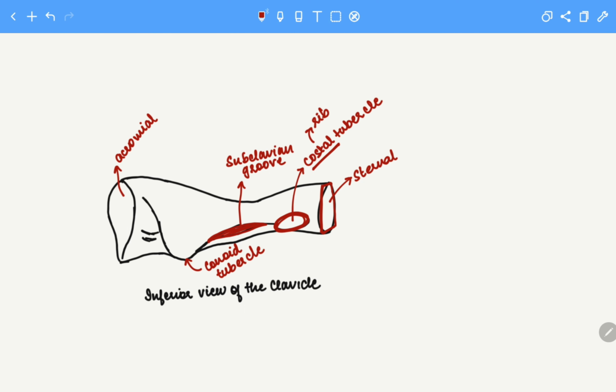So the conoid tubercle is the site of attachment of the conoid ligament of the coracoclavicular ligament. Next, we have this line. This is the trapezoid line. This is a point of attachment of the trapezoid ligament of the coracoclavicular ligament. Now it's important to note that the conoid tubercle will always be pointing to the posterior surface.